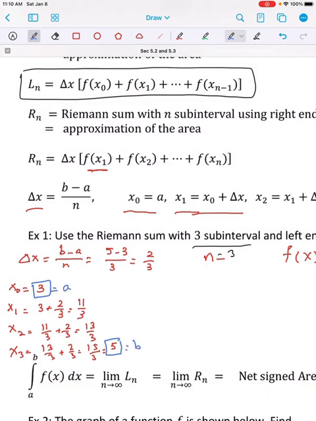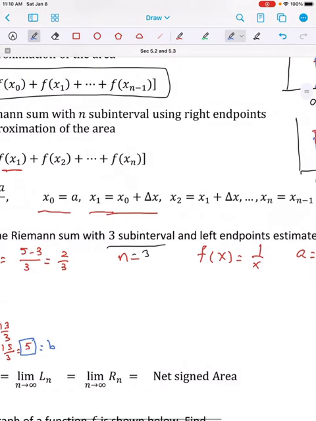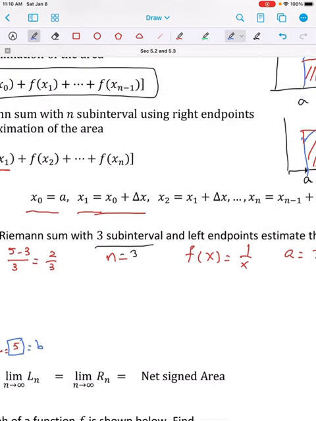Now we are to find the Riemann sum using the left hand point. So it means we need to basically find L sub 3. So in order to do that, we go delta x, and the formula says f of x sub 0 plus f of x sub 1 plus f of x sub 2, and now we stop.